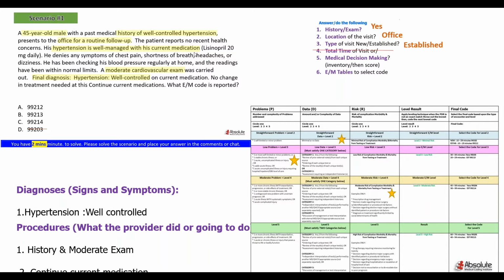So leaving out the lowest level and selecting the next highest, I would take a low level E/M, and that would be 99213.